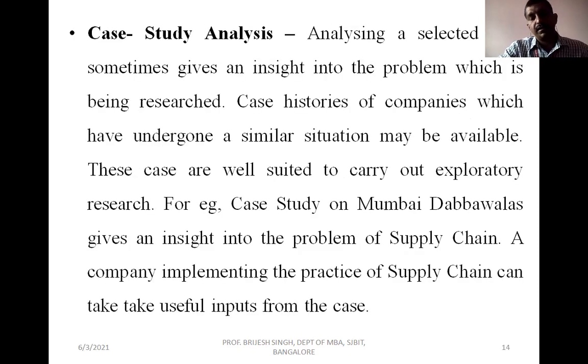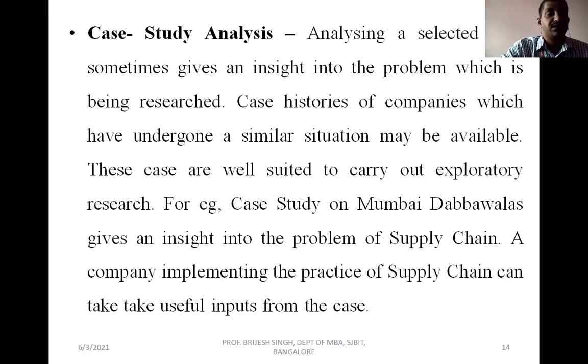And the next technique we have is case study analysis. Analyzing a selected case sometimes gives an insight into the problem being researched, and case histories of companies which have undergone a similar situation may be available. These cases are well suited to carry out exploratory research. For example, you can take the example of the Mumbai Dabbawala case, right? There are many things in it.